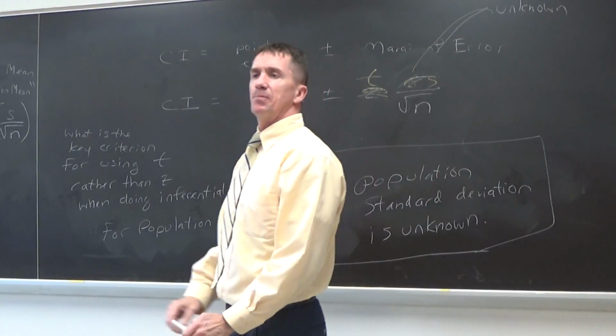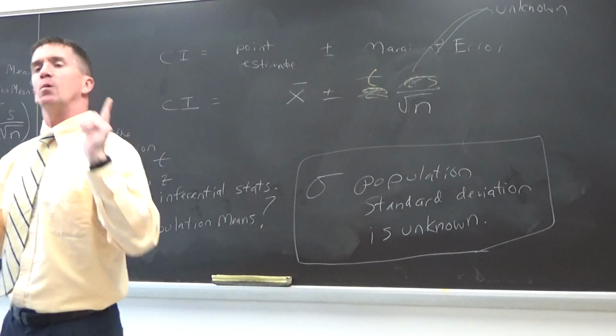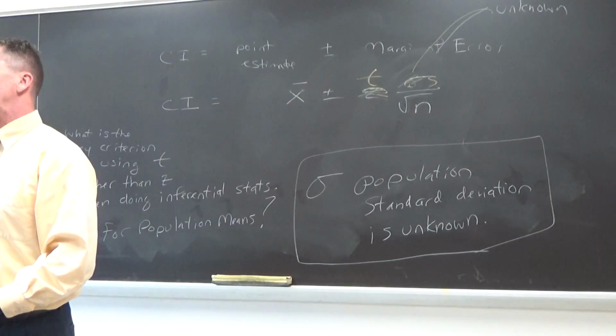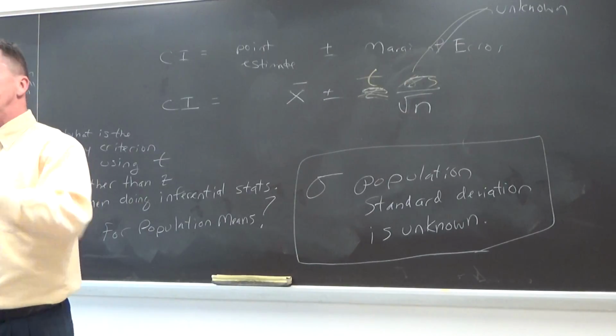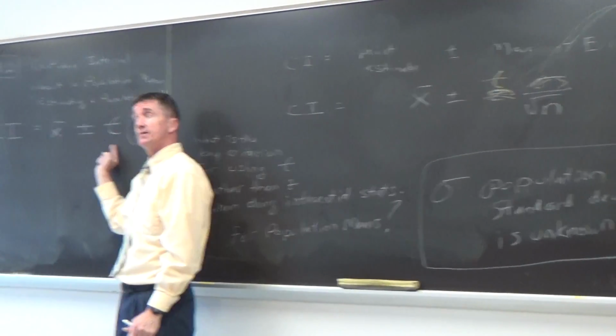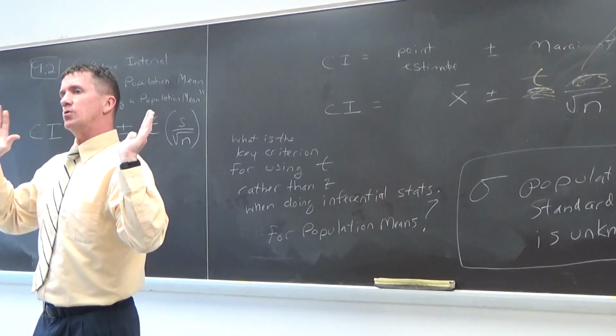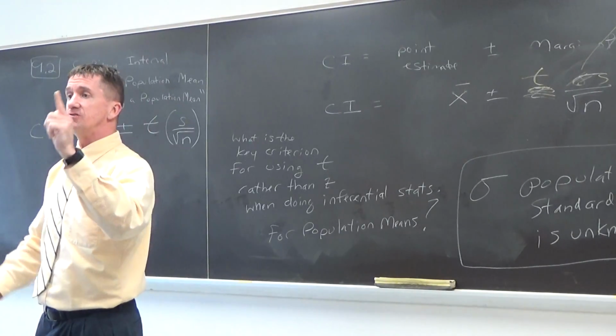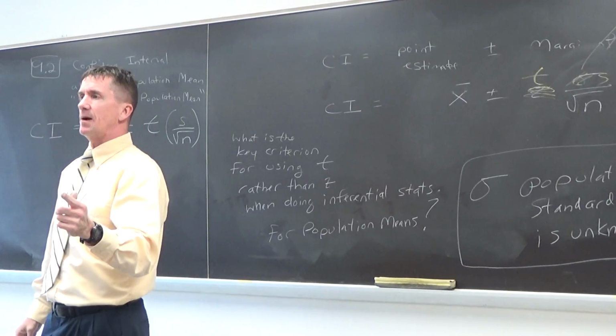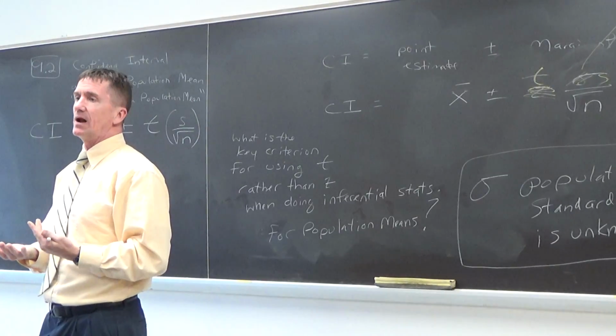Hey, to keep things simple, everyone, last class, 9.1, we did confidence interval about a population proportion. We use Z, right? Now we're doing confidence interval about a population mean. We're not going to use Z, we're going to use what? T. So to keep things simple, whenever I'm doing inferential stats about means, we're going to use T. Now, what's a good way to remember this?